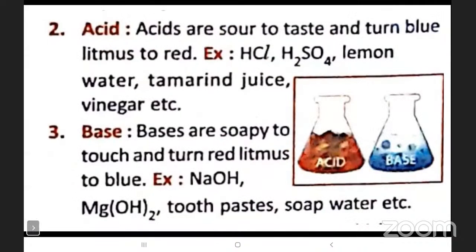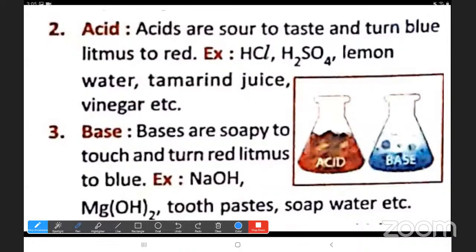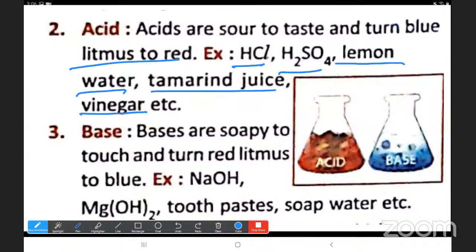Next one, acid. Acids are sour to taste and turn blue litmus to red. Some examples given for acids are HCl and H2SO4. These are concentrated acids here. Lemon water, tamarind juice, and vinegar are also acids.